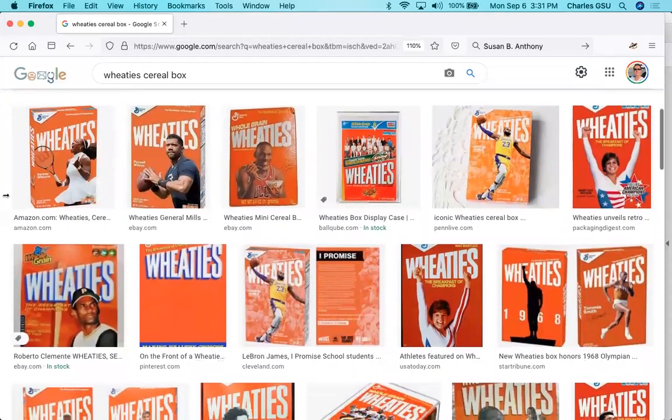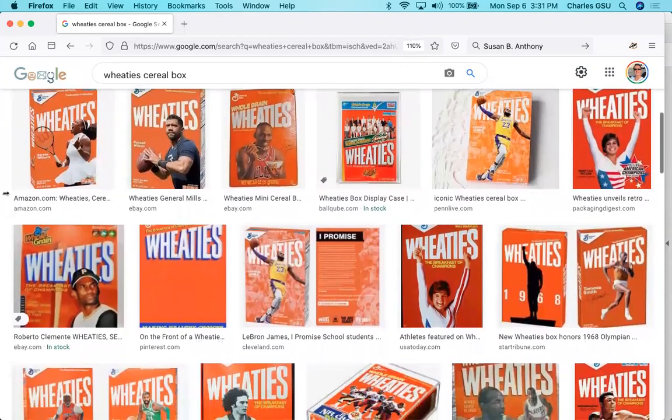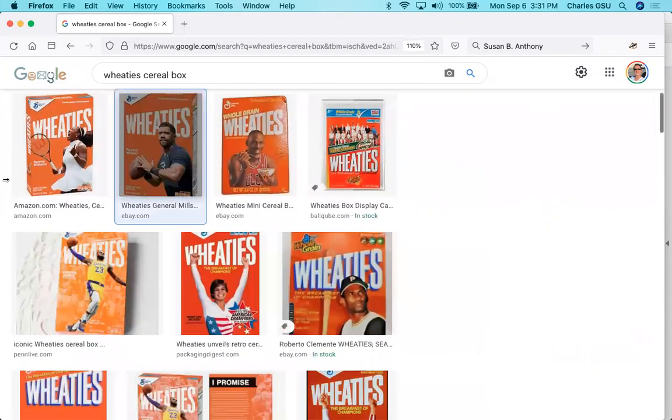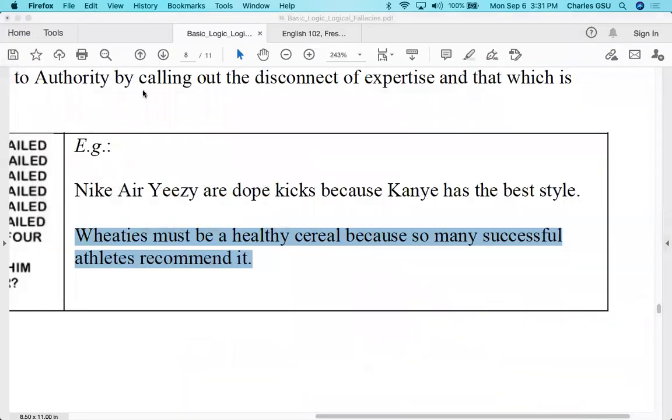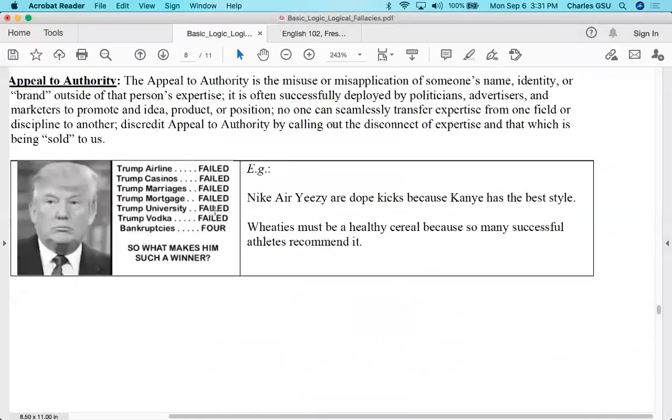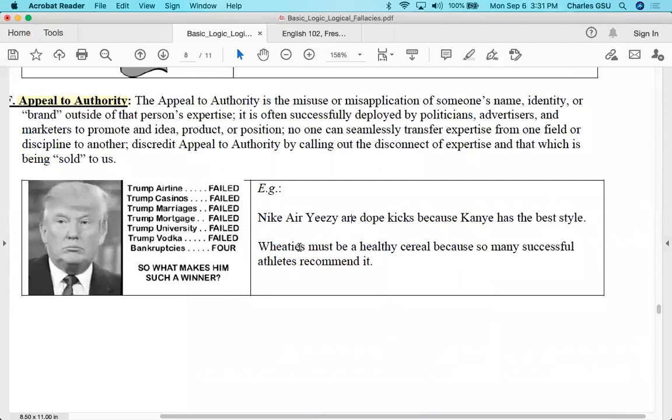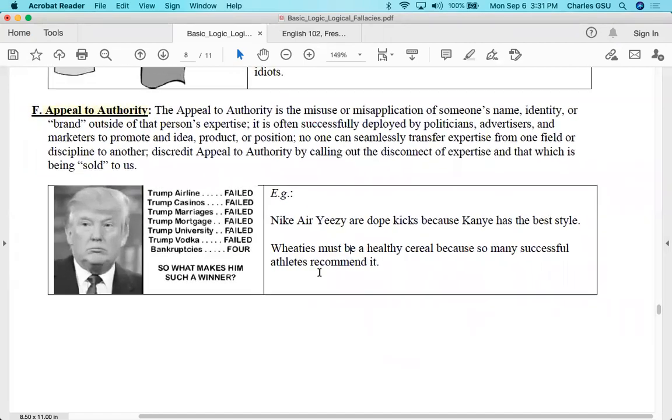Okay, well, I don't know if they do, but many people have endorsed Wheaties, and just because they do doesn't automatically make it a great cereal, right? So we might need to say something else is a healthy breakfast food because so many athletes recommend it. They're recommending it, of course, because they're getting money to recommend it. It's called an endorsement.